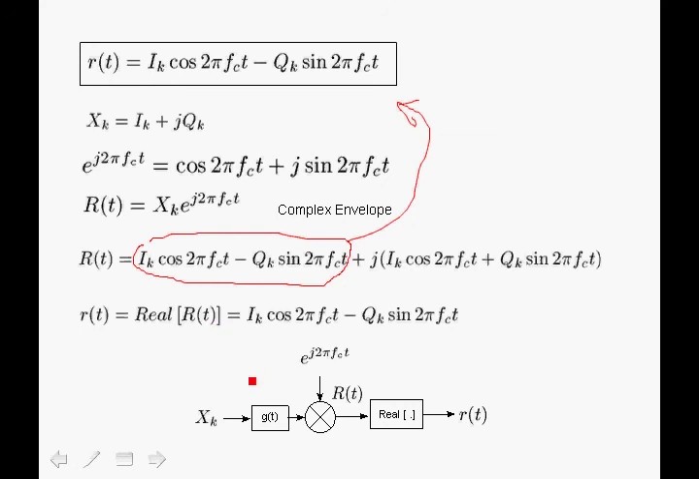Now this is very important because now we can represent quadrature modulation based on the diagram shown over here. We take the symbols in the constellation, which are complex numbers, pass them through the transmit filter, for example a square root Nyquist filter, and then modulate using the complex modulation e to the j2 pi f c t, and we get the complex envelope. And to get r of t, we just take the real part.